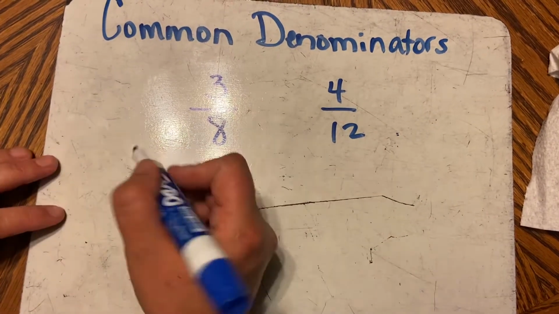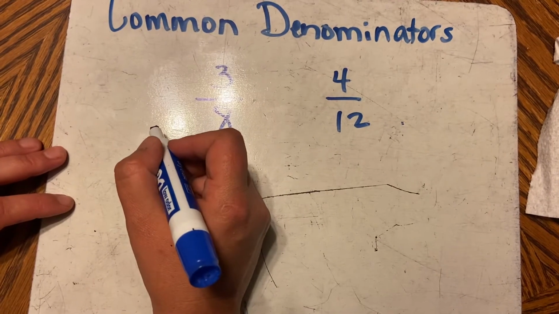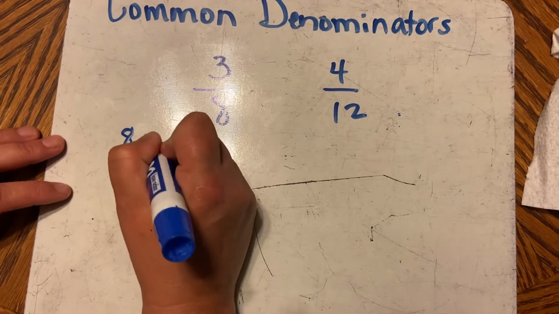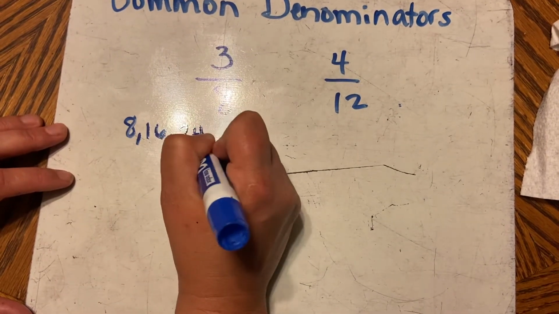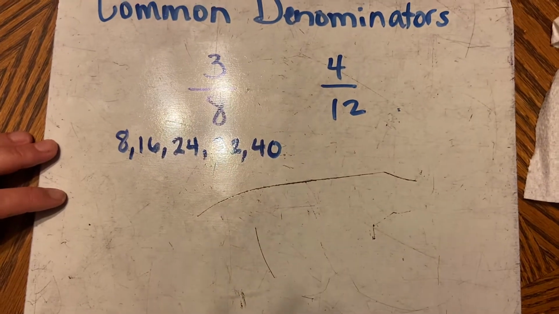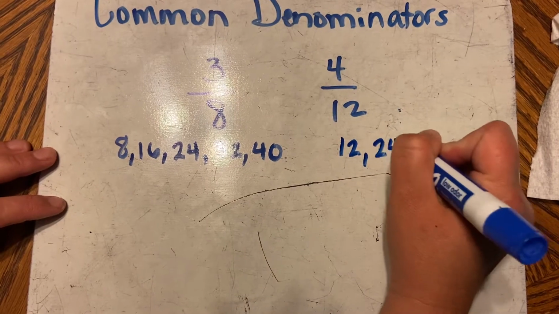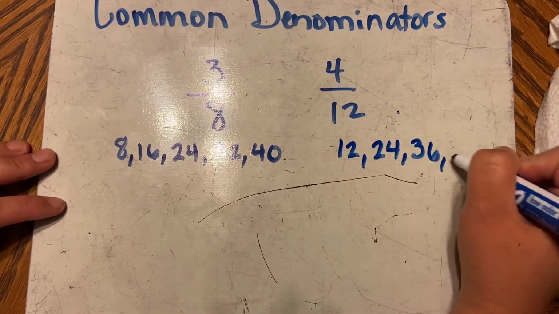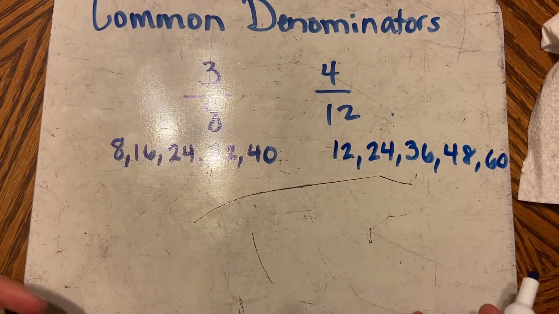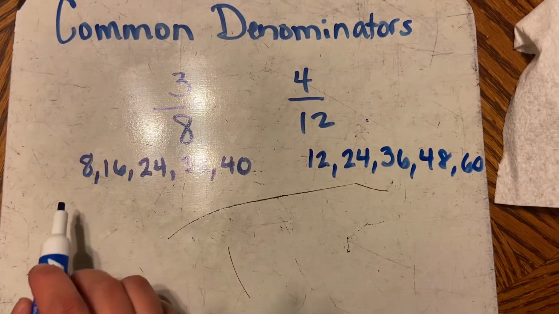For now, I'm just going to list my first 5 multiples of each and see if I find one that's in common. So for 8, it's 8, 16, 24, 32, 40. That's my first 5 multiples of 8. Let's do that for 12. 12, 24, 36, 48, 60. I might have to keep going, but I'm just going to try 5 and see if I found one that's in common.